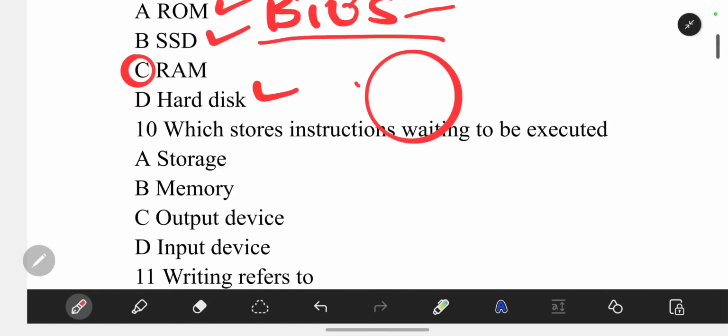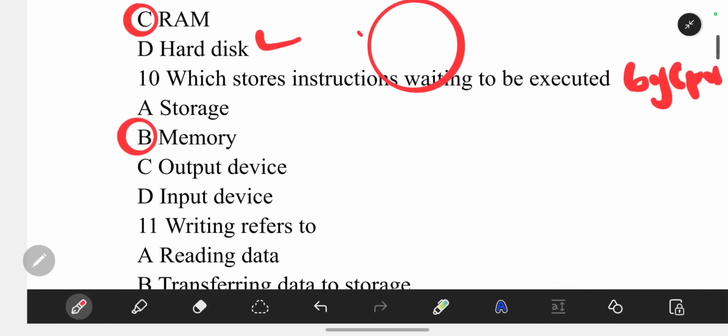Our number 10, which stores instructions waiting to be executed. Remember, as long as it is holding instructions waiting to be executed by the CPU, we are going to call that memory. Just as I gave you as an example, those background things are using the memory of the computer.